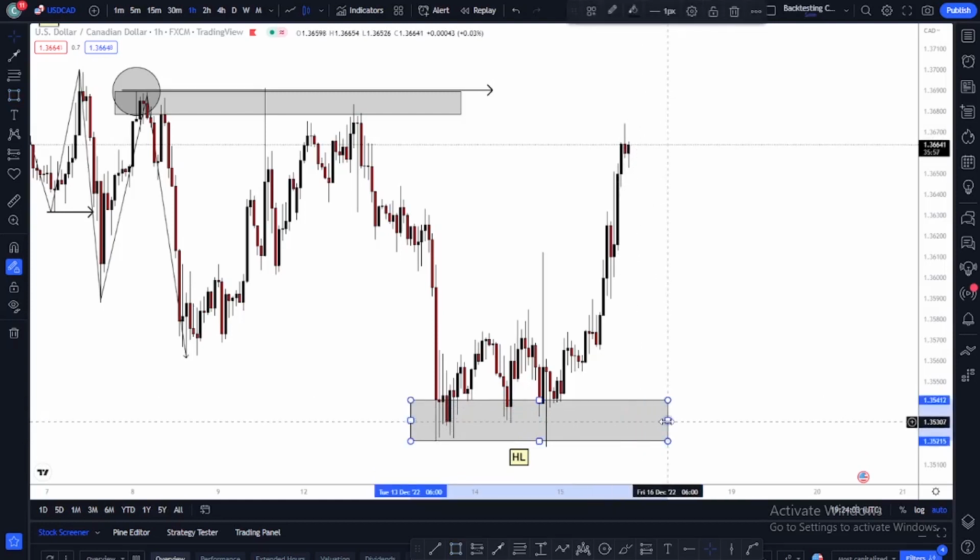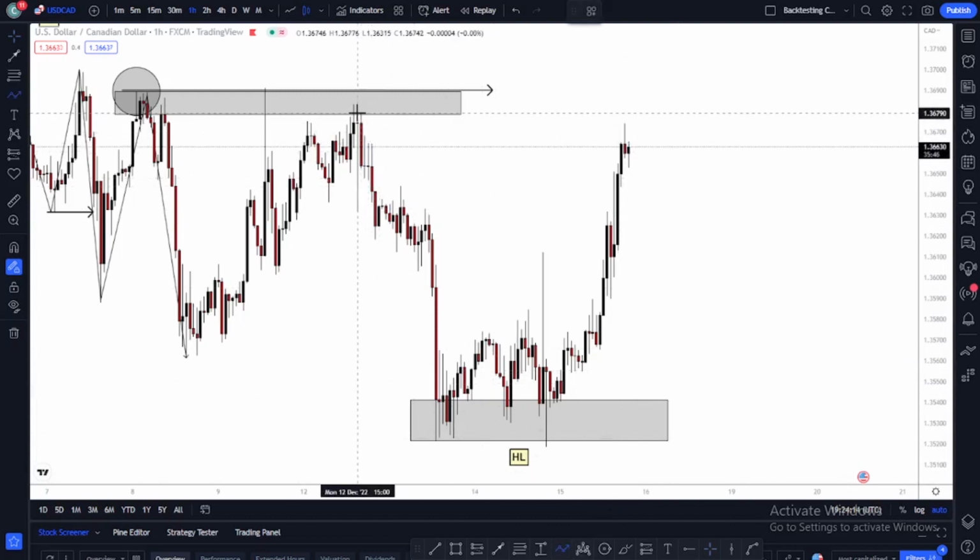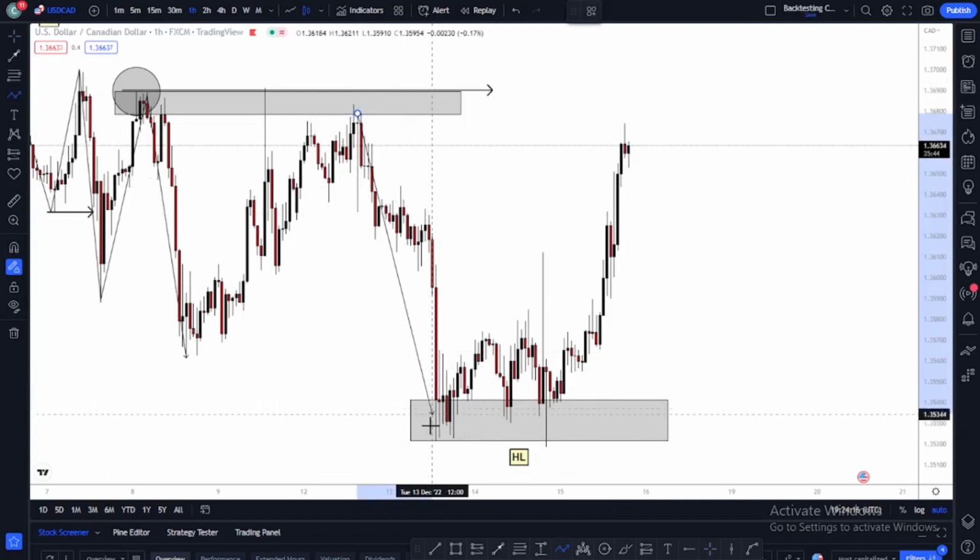Alright, that's how I drew my zone, and I patiently waited for price to do its thing. When price came into that zone, what did it do? We can see price reject that zone. After price rejects that zone, what does it do again? It goes back up and comes back into that zone.